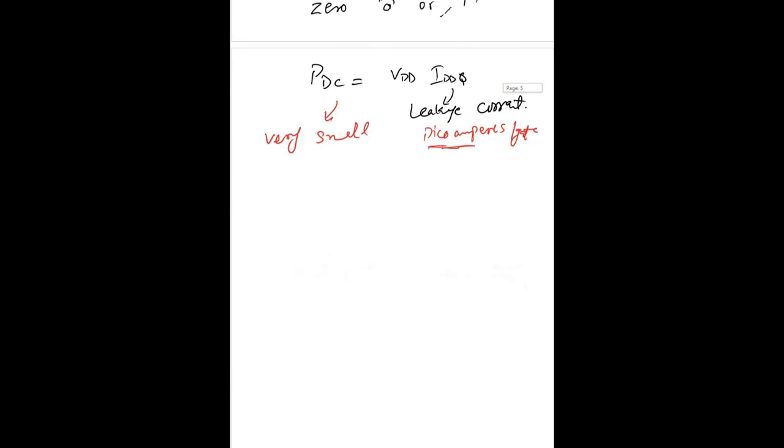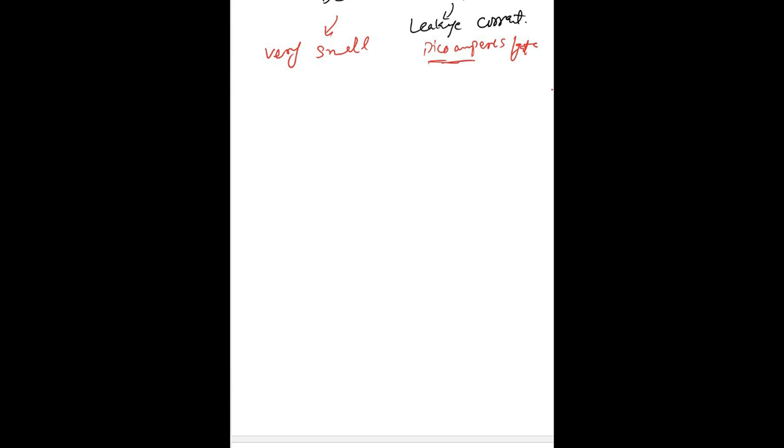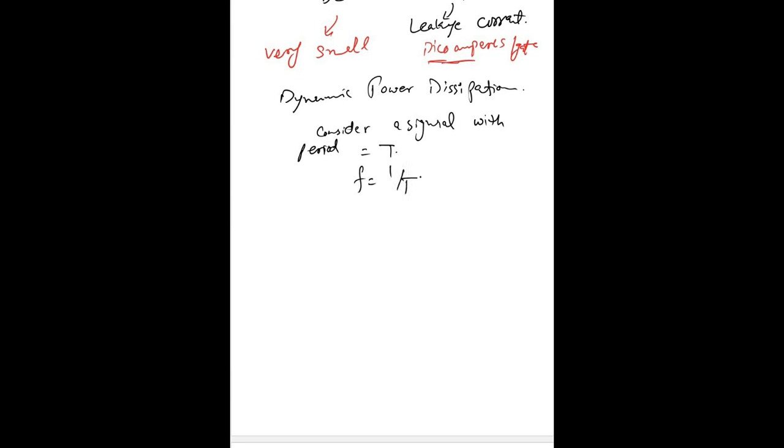To find the dynamic power dissipation, we have to consider a case when we have a signal at the input, a square wave that has a period of T. So for dynamic power dissipation, we consider a signal with period equal to T, and obviously the frequency of the signal is given by 1 over T.